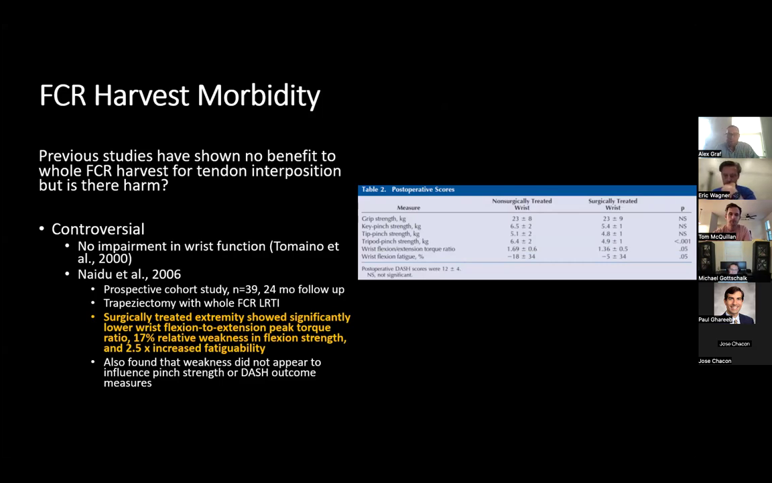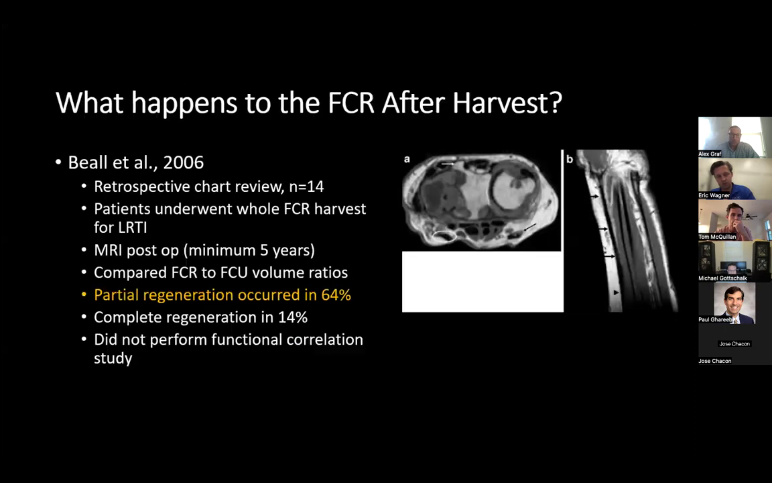So if you're consenting a patient in clinic for an LRTI, and you say we're going to harvest your FCR tendon, you can tell the patients, clinical studies have shown wrist flexion, although somewhat weakened, is not clinically noticeable. And I think what's also interesting is that there are studies that have looked at the FCR on MRI after harvest, and 64% of patients have partial tendon regeneration.